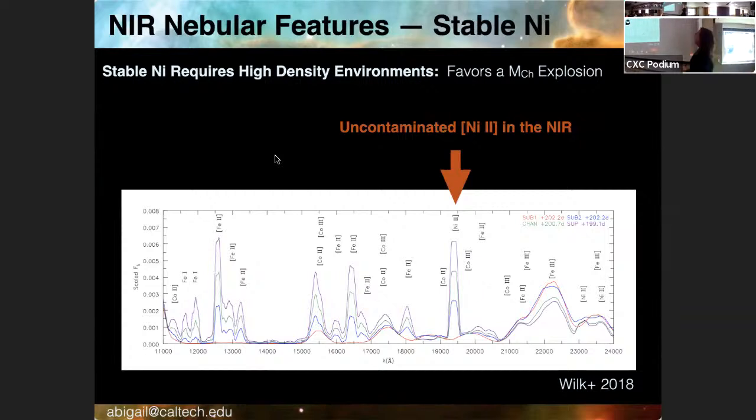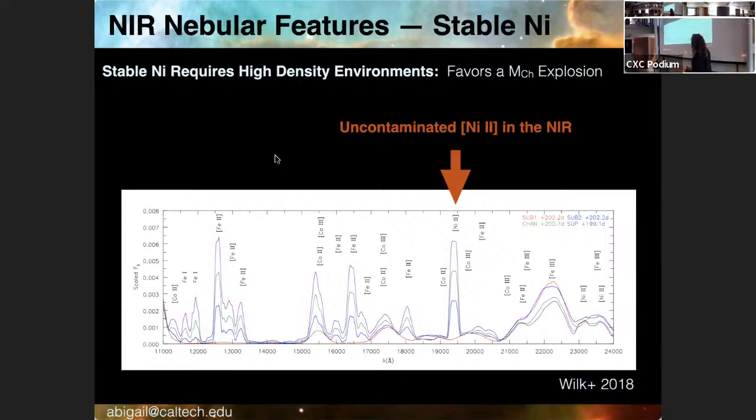But falsifiability. In the nebular phase, we need to move to the infrared in order to have something that can rule out a double detonation for an individual event. And that is found with this feature in the infrared around 19,000 angstroms of stable nickel. In order to get stable nickel in an explosion, you need really, really dense interiors. So a Chandrasekhar mass explosion.